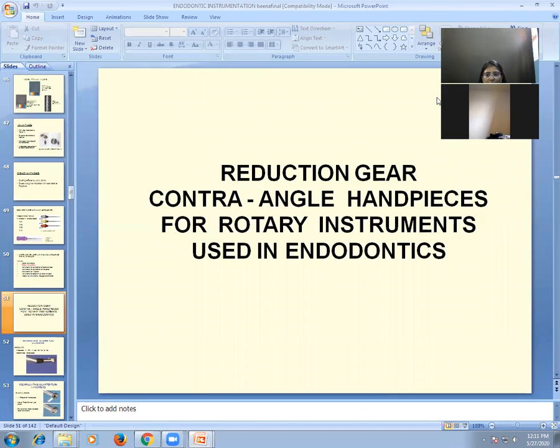So now these instruments, they have this rotary instrument. They have a latch type. Okay, these latch type instruments, which can be attached to any of the handpieces. Okay, there are various handpieces available. I hope you have seen the X Smart, which is generally used for the rotary instrumentation. So these instruments are to be inserted into the handpiece and then you can use it.